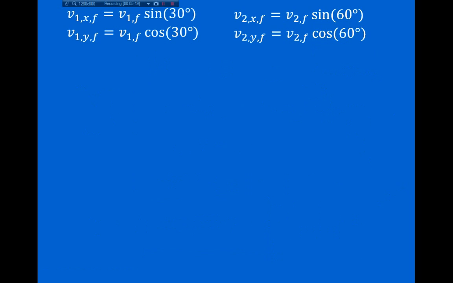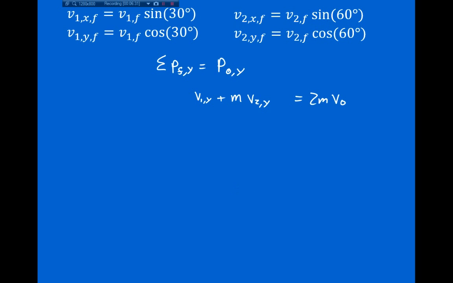Again, the sum of the final momenta in the y direction is equal to the initial momentum of the rocket in the y direction. The initial momentum of the rocket in the y direction is 2m times v0, the initial velocity of the rocket. The final momentum of one piece is m v1 in the y direction, and the other has momentum m v2 in the y direction.